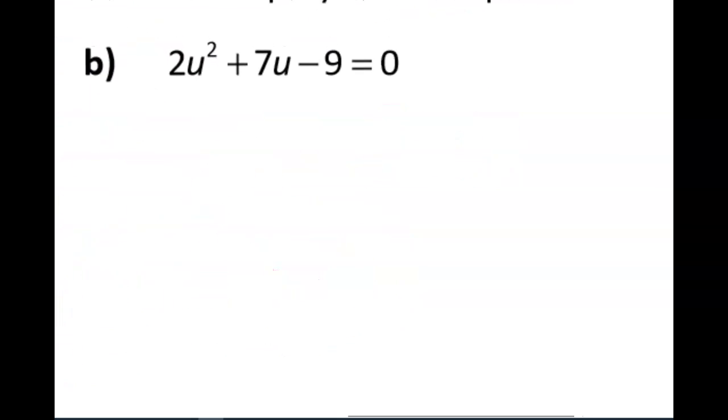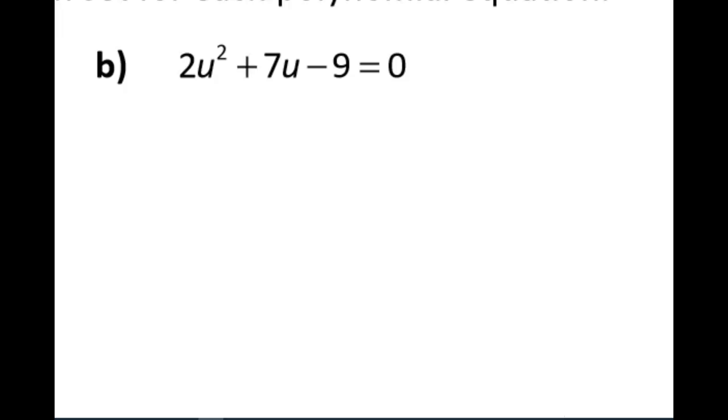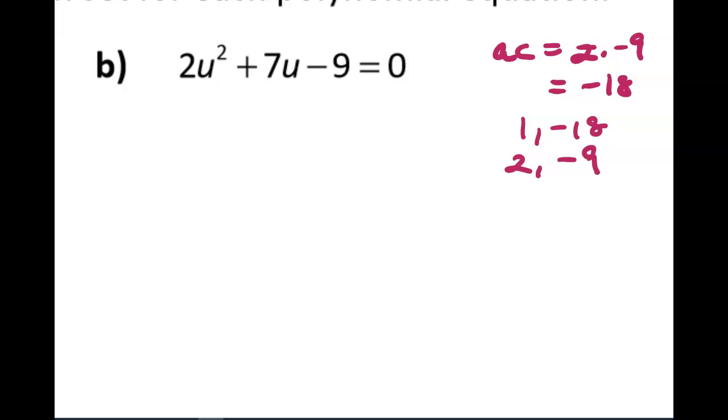This one's a trinomial set equal to 0. So we're going to try factoring this one as well. This is going to involve the AC method here. A times C is 2 times -9, which is -18. Let's just list some factors of -18. 1 and -18, 2 and -9.